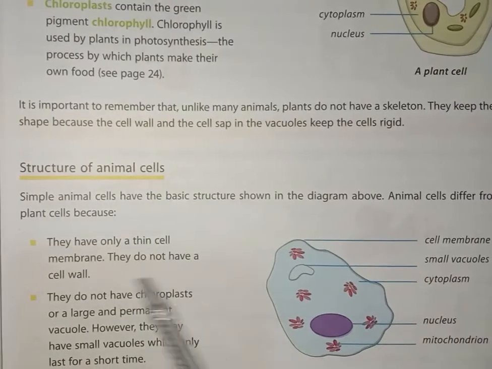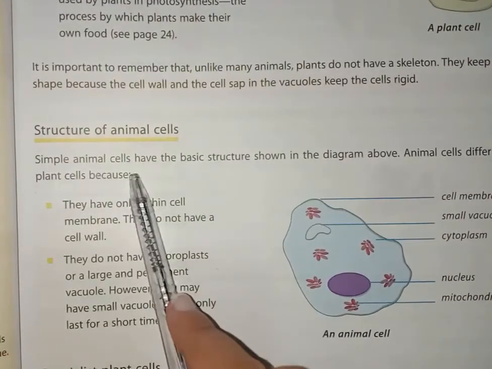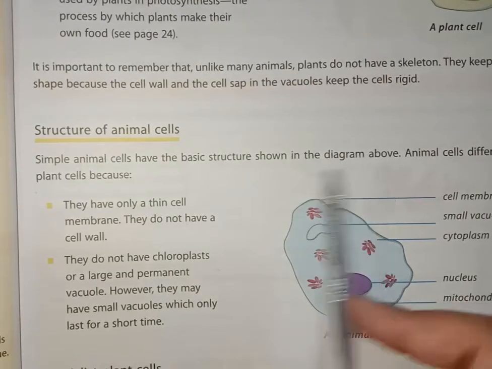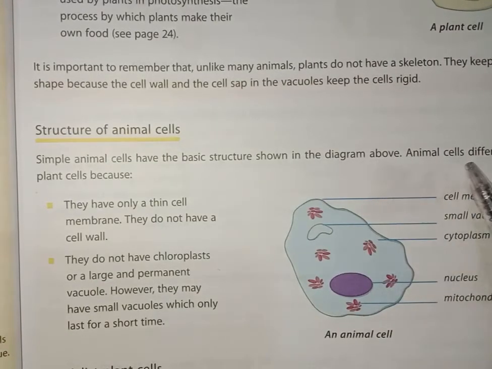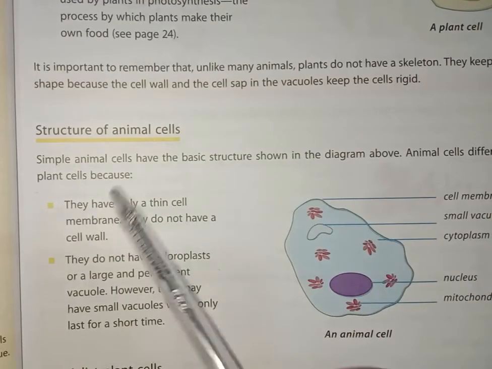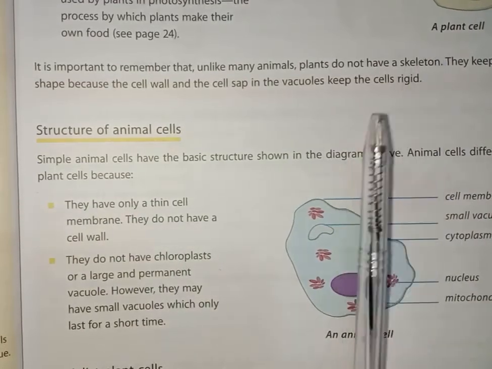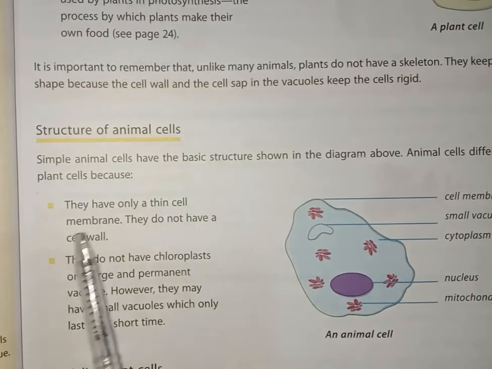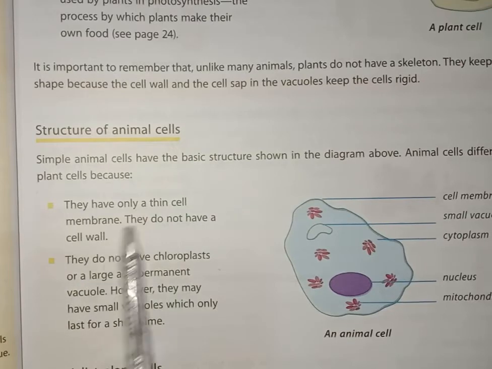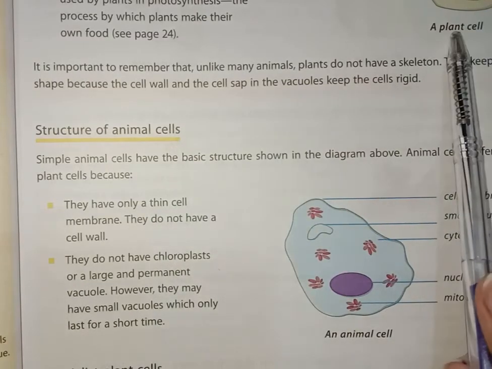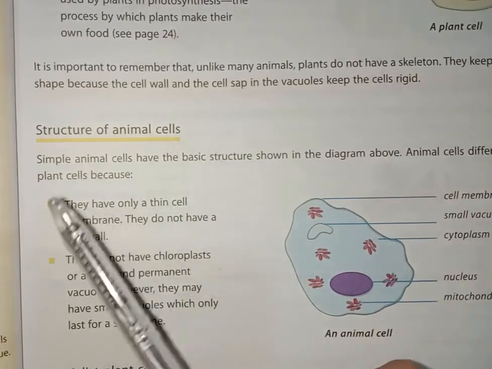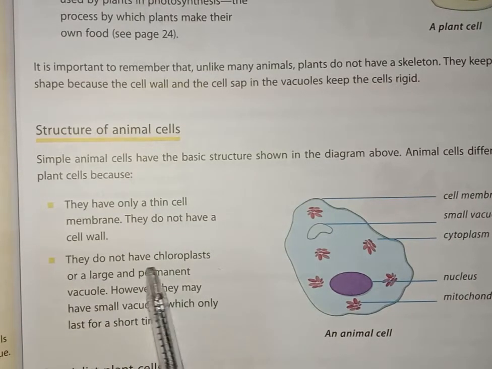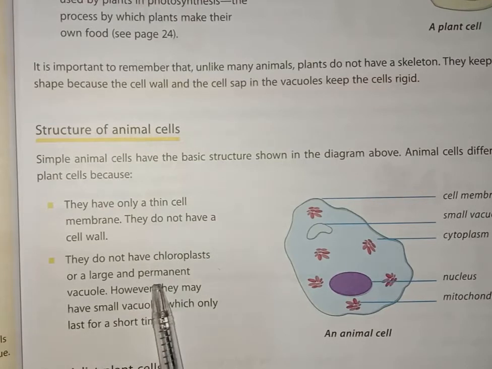Structure of animal cells. Simple animal cells have the basic structure shown in the diagram above. Animal cells differ from plant cells. What is the difference between animal cells and plant cells? They have only a thin cell membrane, they don't have a cell wall. Plants have a cell membrane and cell wall, but animal cells have only a cell membrane. They don't have chloroplasts or a large vacuole.